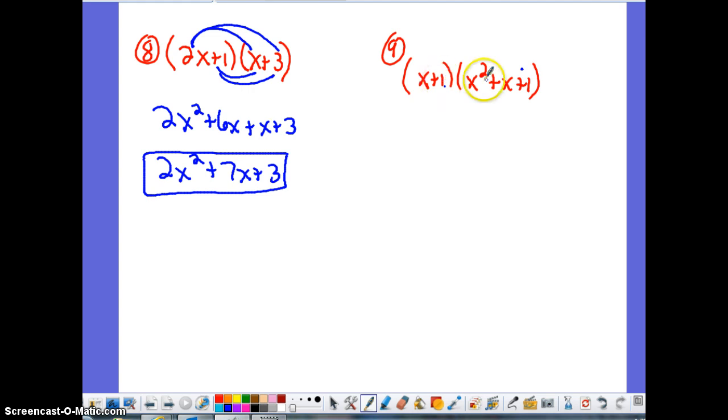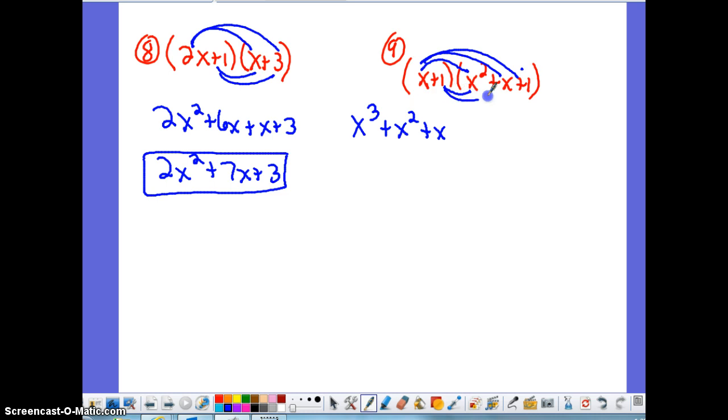Number 9, a little bit longer. We have x plus 1 times x squared plus x plus 1. You notice there's a 2 by 3 term. So take this x and distribute it to the x squared, the x, and to the 1. So there's 3 different items you have to distribute to. So this is going to be x to the third plus x squared plus x when you distribute the x.